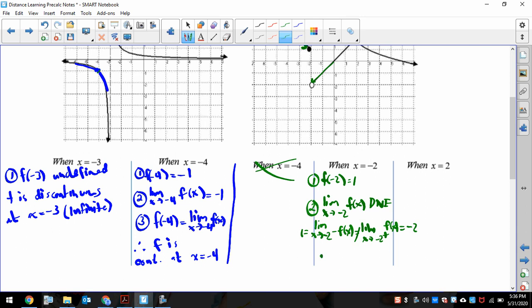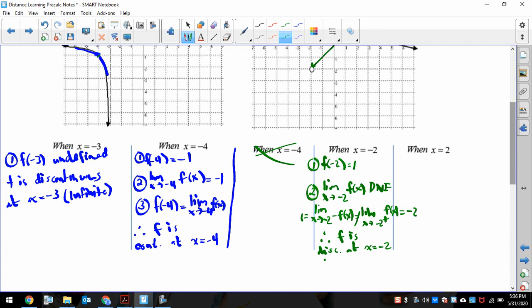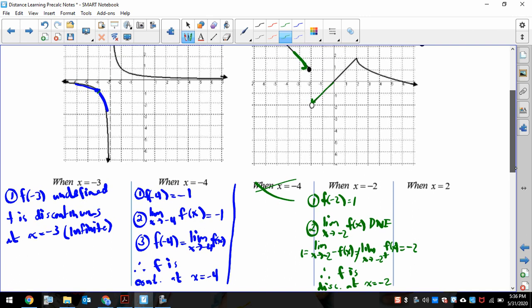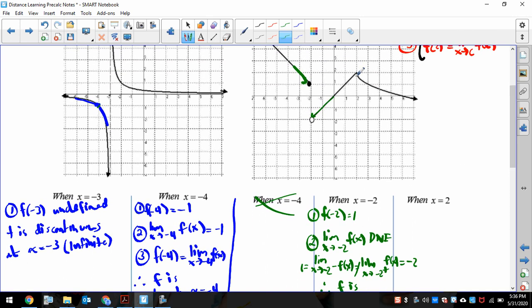And so then we could say, therefore, f is discontinuous at x equal -2, and we'll give a type of discontinuity in parentheses. In this case, it's a gap. This is essential discontinuity.